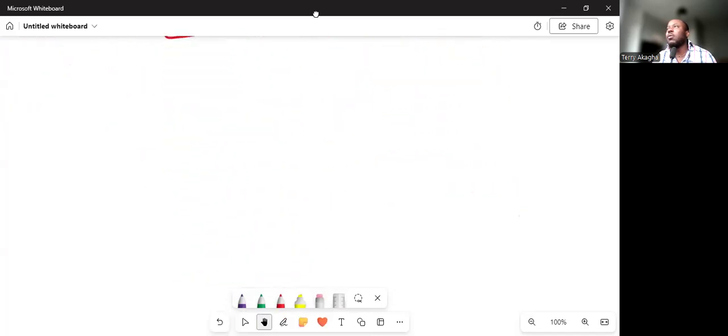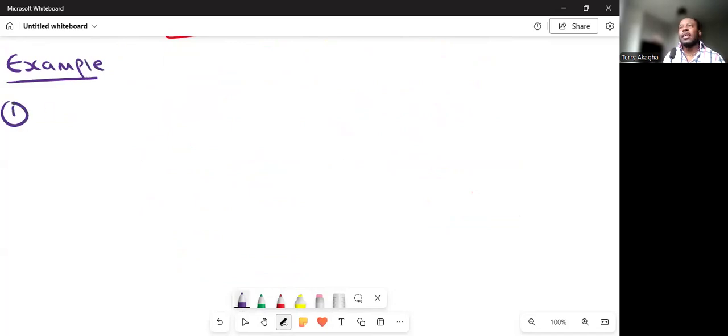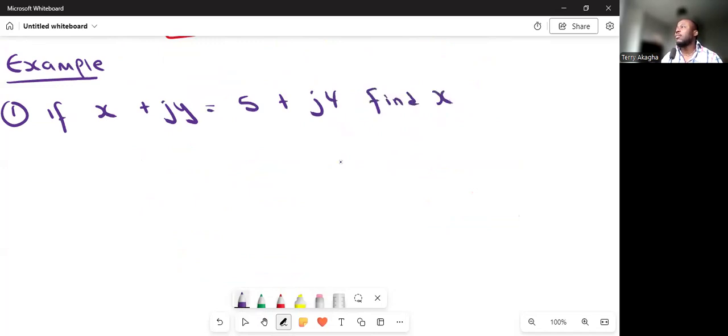Let's pick some examples. Let's assume we have this example. I'll just pick two, or maybe just some. Yeah, so let's see how we go. Number one, we're told that if x plus jy is equal to 5 plus j4, we're now told to find x and y.